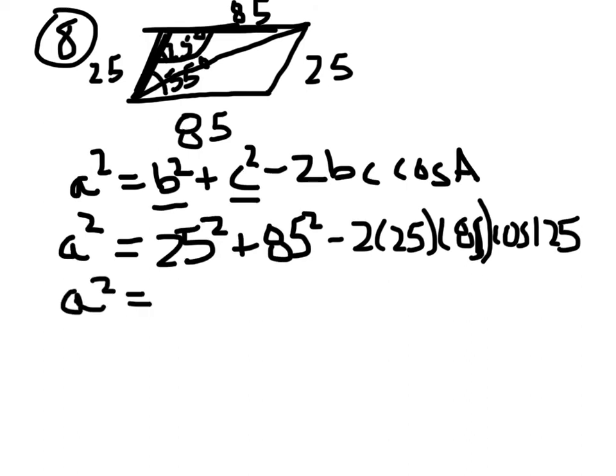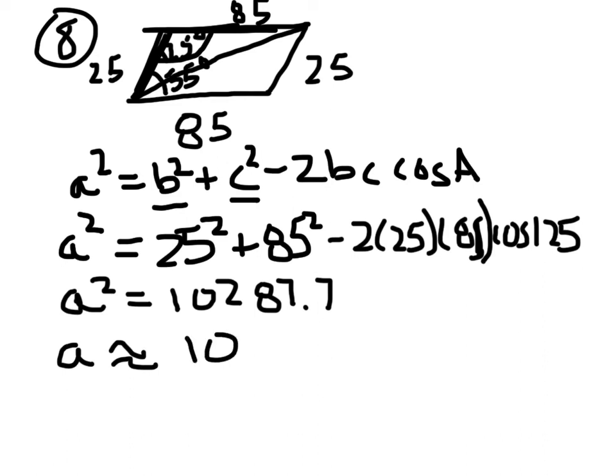Now I typed that entire expression into my calculator. The result was 10,287.7. That seems like a pretty large number compared to 25 and 85. And it is, and that's because it's not the answer. Our answer will be found by solving for a, so we need to take the square root of that 10,287.7. To the nearest hundredth, the answer would be 101.43. So that means that we know the length of this side.